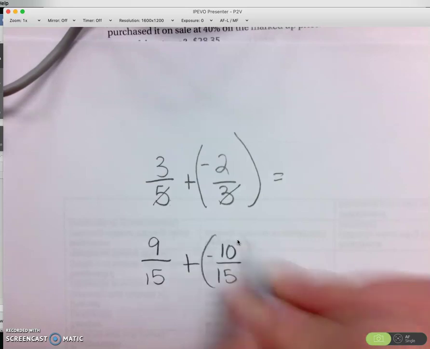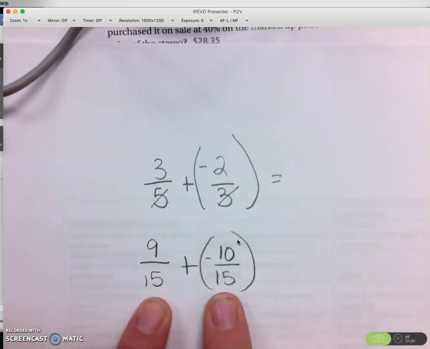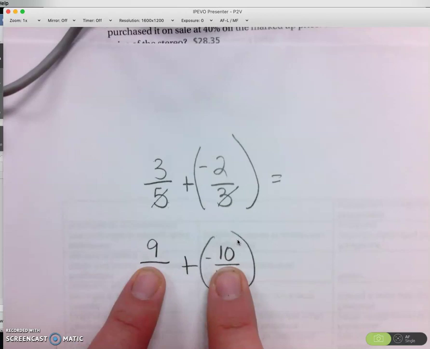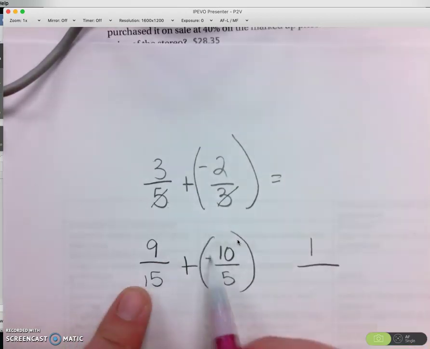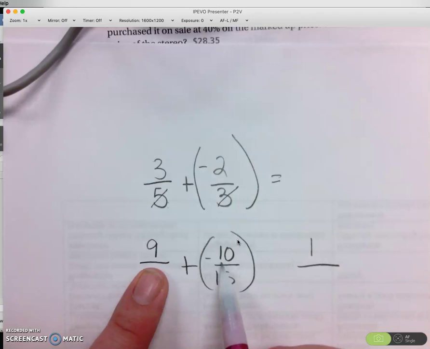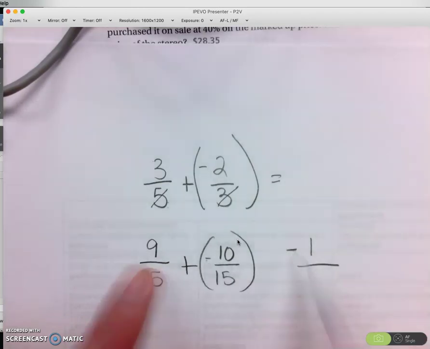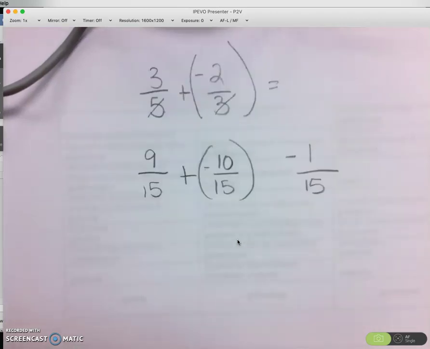This is still negative. So I have the same denominators. One's positive, one's negative. So I'm going to subtract the two numbers. So 10 minus 9, which is 1. And I take the sign of the bigger absolute value. So this negative stays here, and it's 15. So negative 1/15.